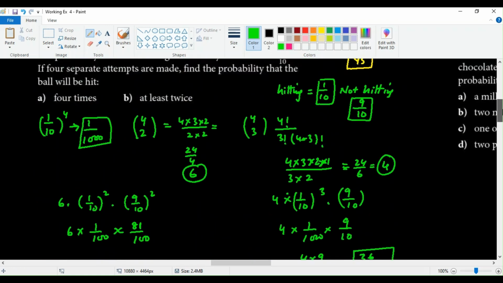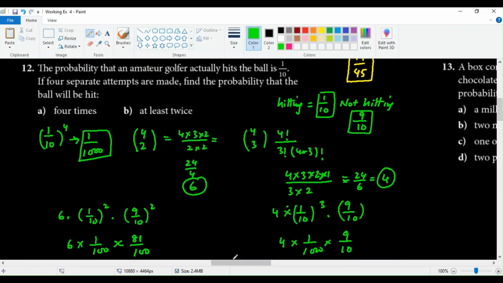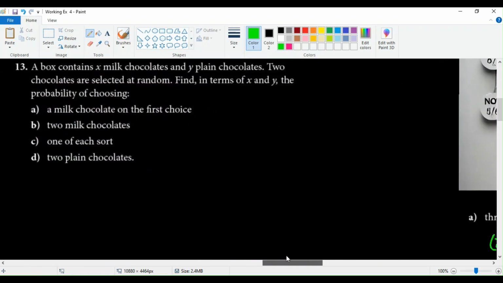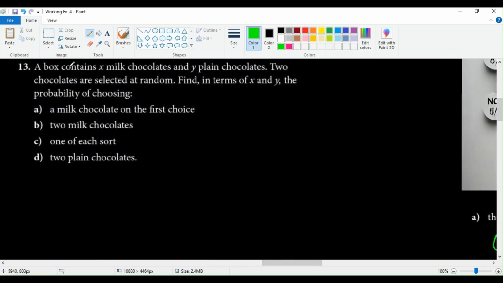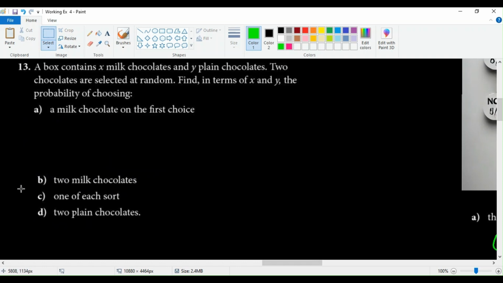Moving on to question number 13. This question says a box contains X milk chocolates. I will bring this a little down for me to solve this.